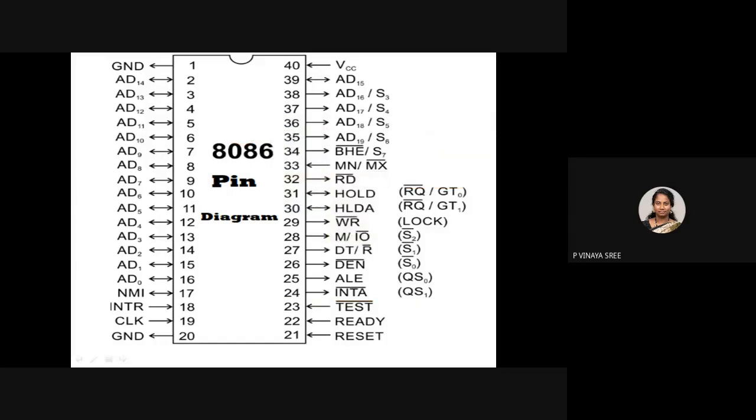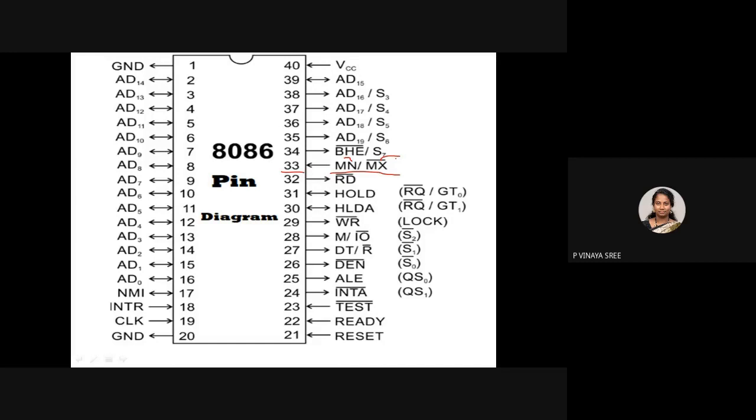So how to decide whether this 8086 is in minimum mode or maximum mode? It will be decided by this pin. Pin number 33 decides whether the 8086 is working in minimum mode or maximum mode. As we already know about active low and active high pins, whenever you write an individual pin description, you should write that pin number 33 is minimum and maximum mode, where minimum is active high and maximum is active low.